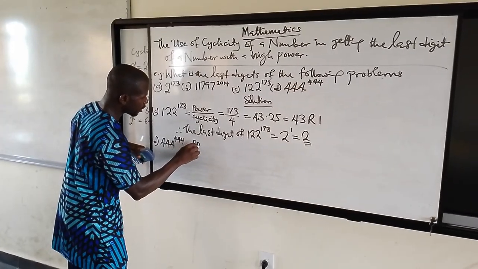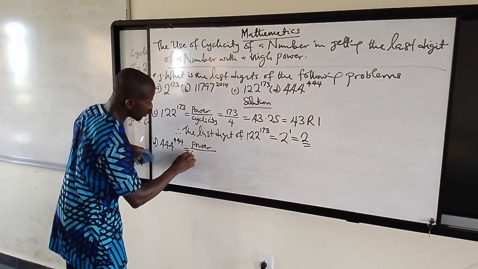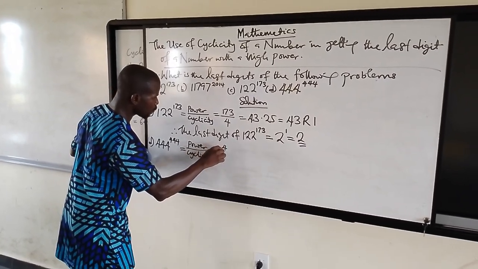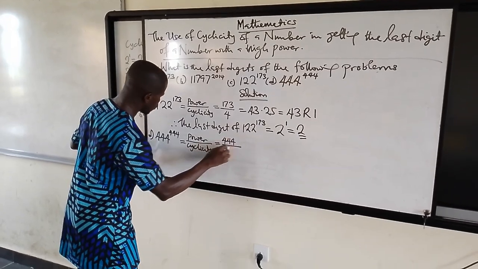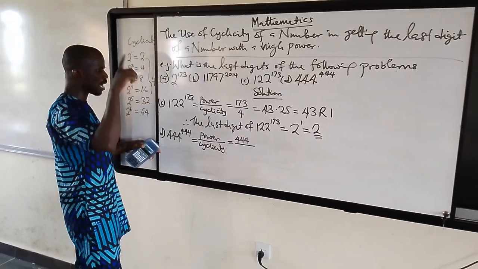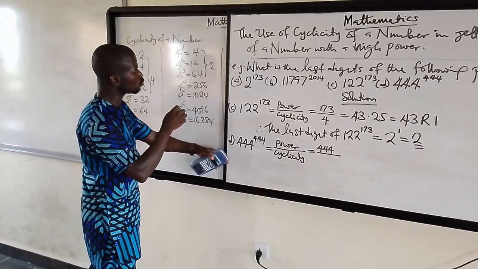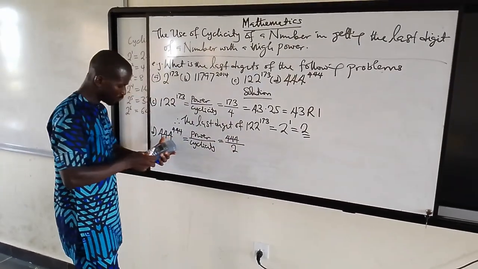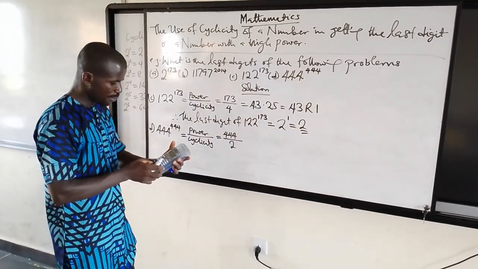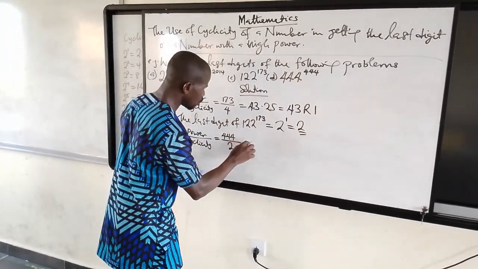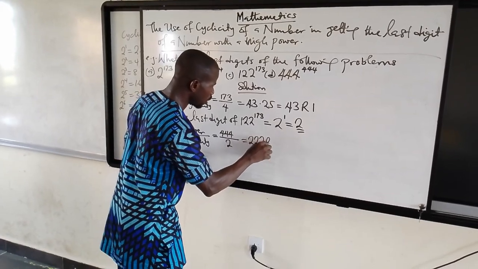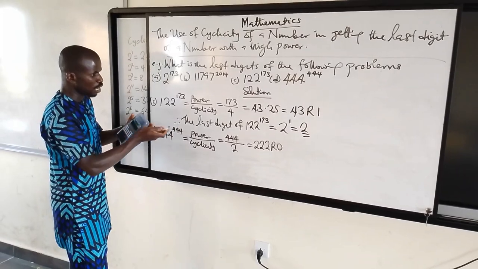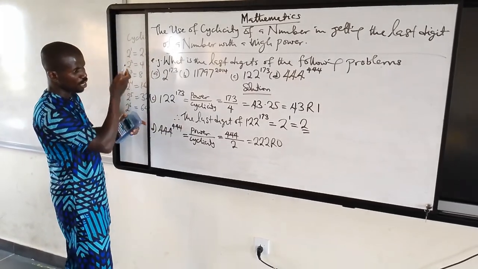You say power divided by the cyclicity. This gives me 444 divided by the cyclicity of 4. You go back to what we did before. Cyclicity of 4 is 2. When you divide 444 by 2, you get 222, remainder 0. What are we expected to do? You can see the solving will now be different from the other ones I've solved.